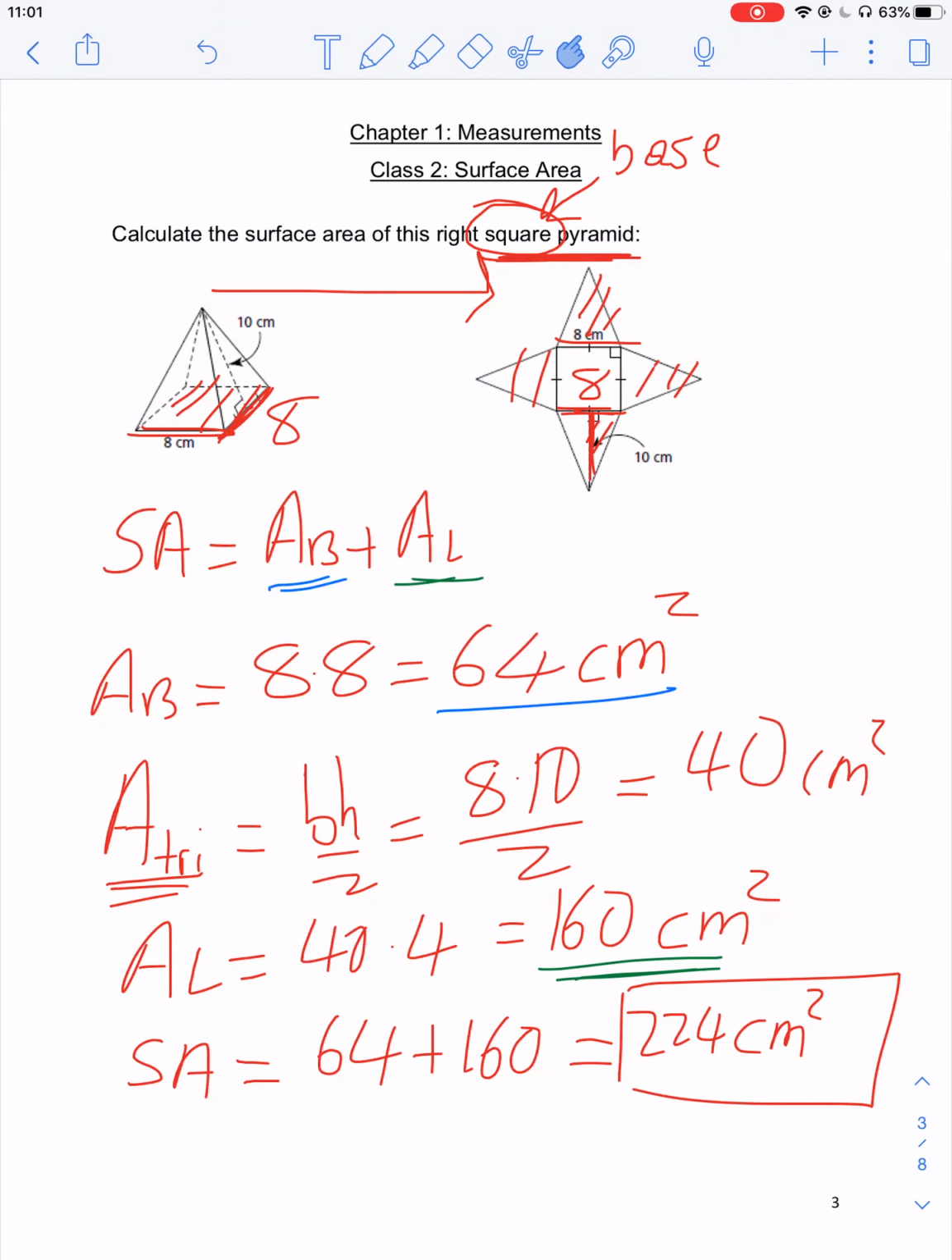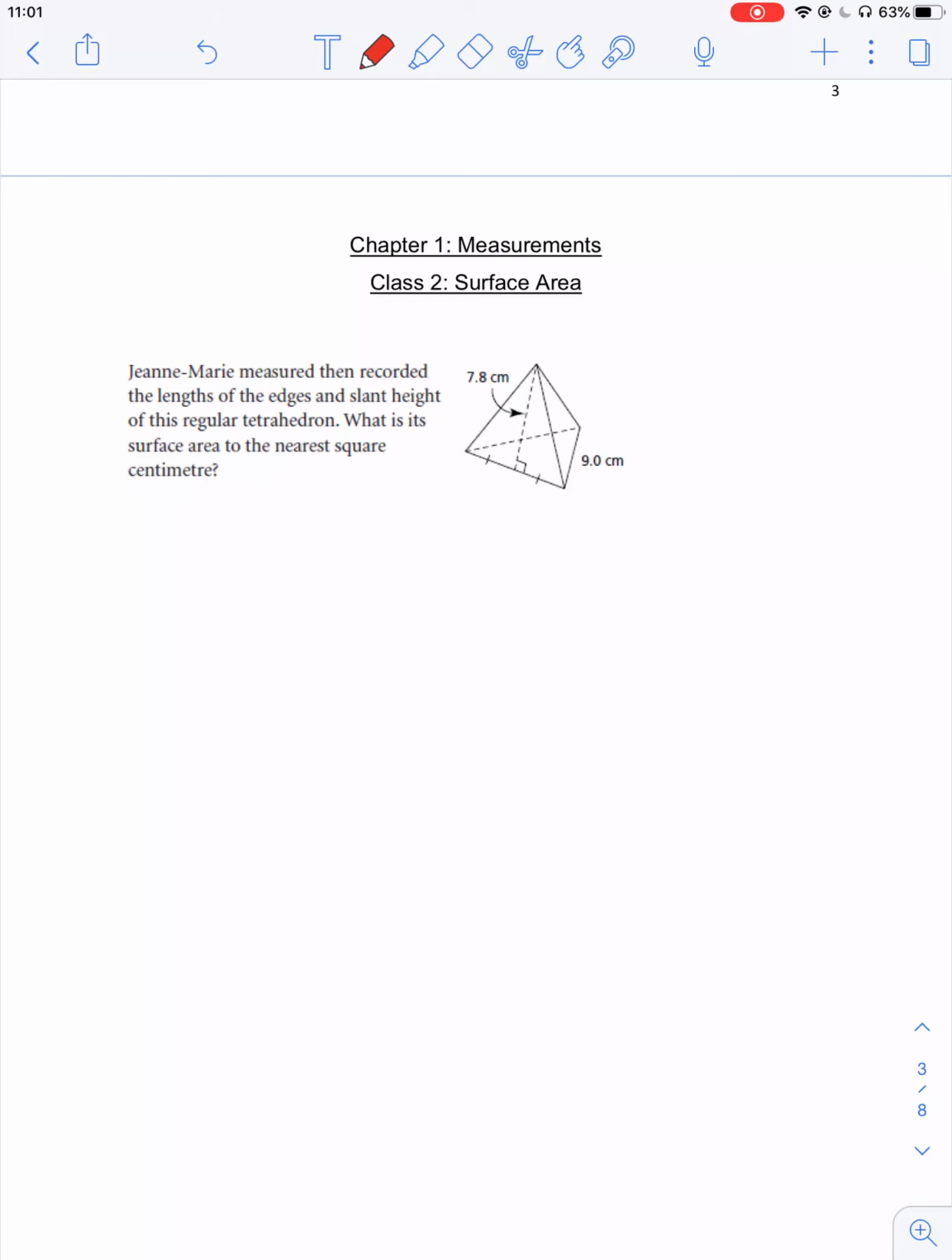Now let's do another question. So again, it's always a good idea to read the question, okay? So Jean-Marie measured, then recorded the length of the edges and the slant height of this regular tetrahedron. What is its surface area to the nearest square centimeters? Now, there's a question like this that will be assigned in the homework. What you need to understand is the word tetrahedron.